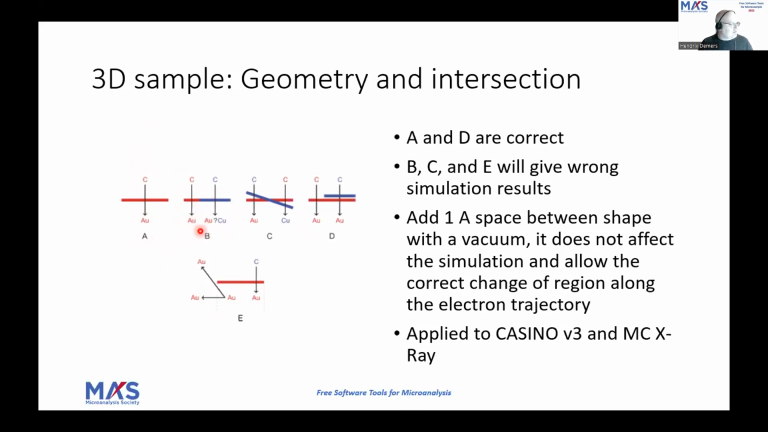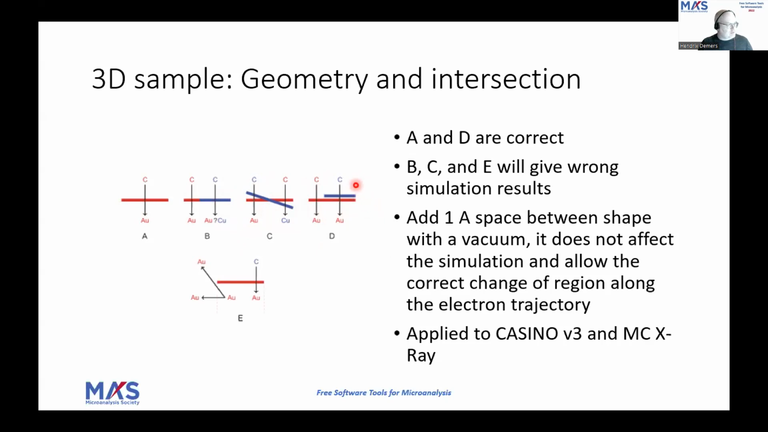In the case of B, because of the overlap of blue and red, the software itself has no way to know if we are in gold or copper when you go through that layer, because of the superposition of the two layers. And the same thing when you have a cross of the two layers, the definition is not clear, so that could create problems.